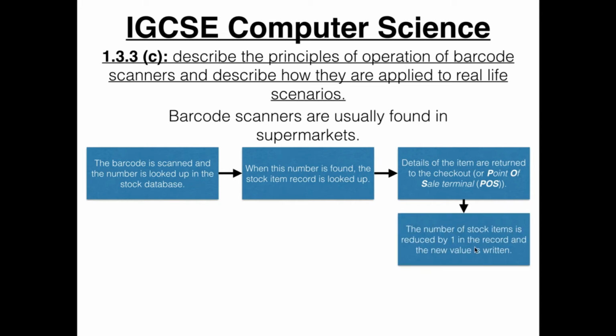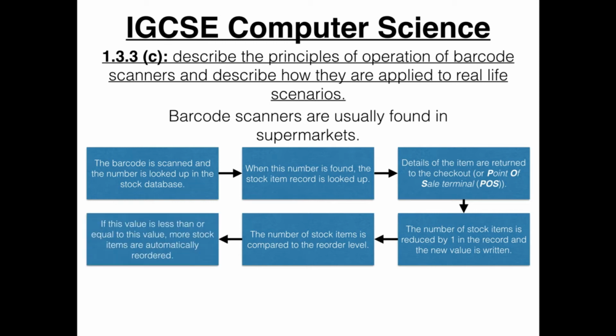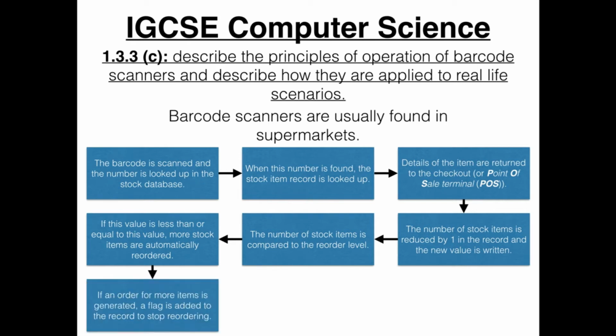The number of stock items is reduced by 1 in the record, and the new value is written. The number of stock items is then compared to the reorder level, which is basically a set number, which will decide whether a reorder is required or not. And if this value is less than or equal to the reorder value, more stock items are reordered. And if an order for more items is generated, a flag is added to the record to stop reordering.